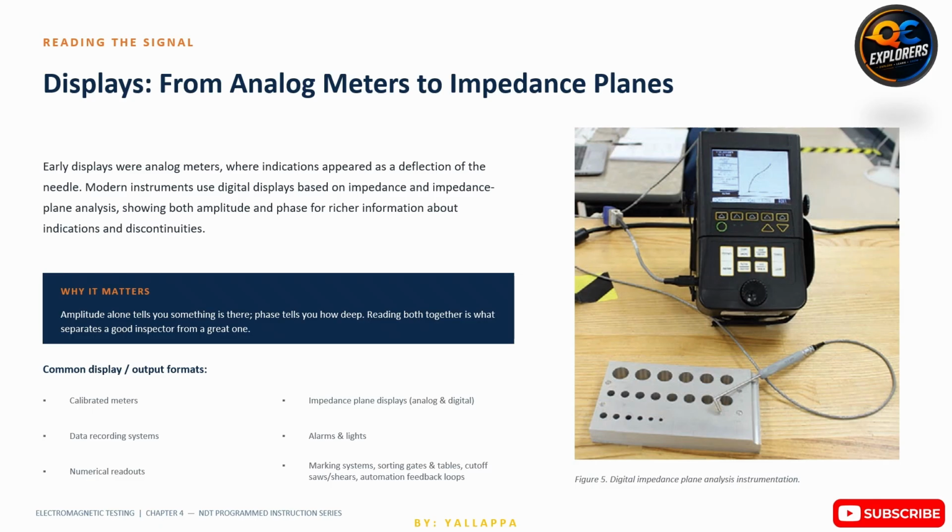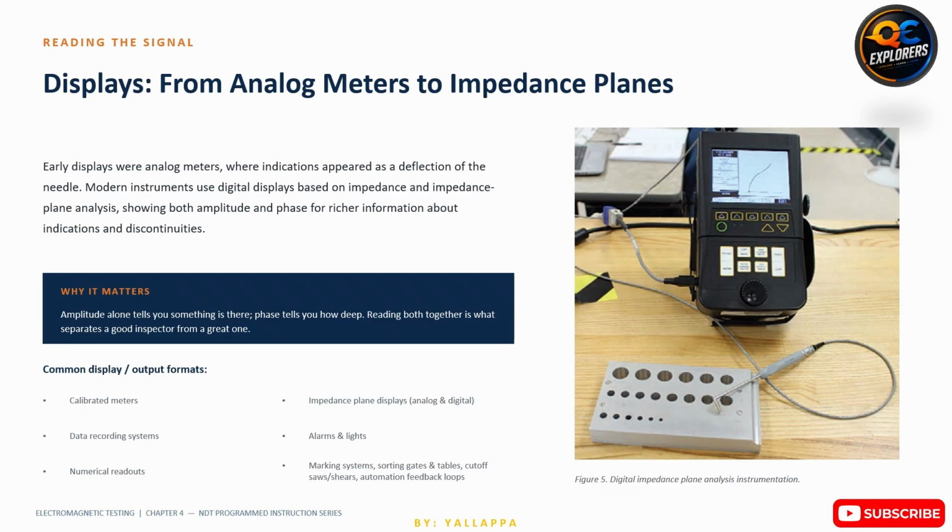Modern instruments are far more sophisticated. Most use digital impedance plane displays, where the signal is represented as a moving point or vector. This display provides two critical pieces of information simultaneously: amplitude and phase. Amplitude indicates the magnitude of the electromagnetic disturbance. Larger discontinuities generally produce larger signal amplitudes, although geometry and material properties must also be considered.